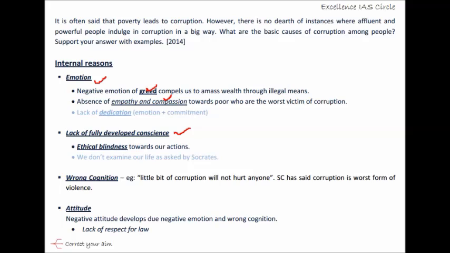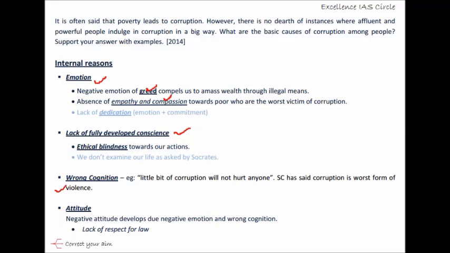Lack of fully developed conscience. When we don't have conscience, we don't have the capacity to do ethical analysis. And added to that, if we have wrong cognition, then the situation becomes worse. We start to justify our action. There is no guilt at all. There is no inner dissonance. If your conscience is not developed, if you have wrong cognition, then you will never have an ethical dilemma.